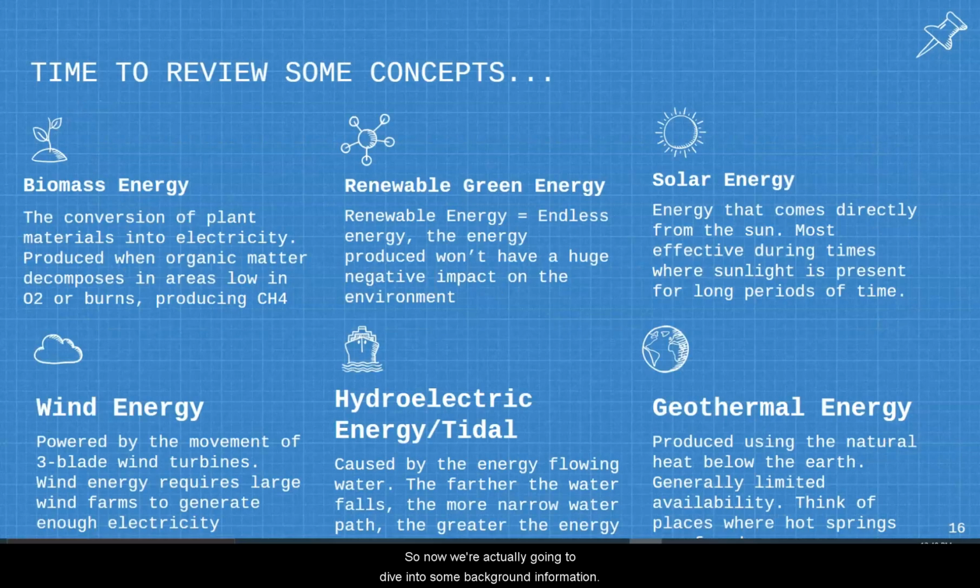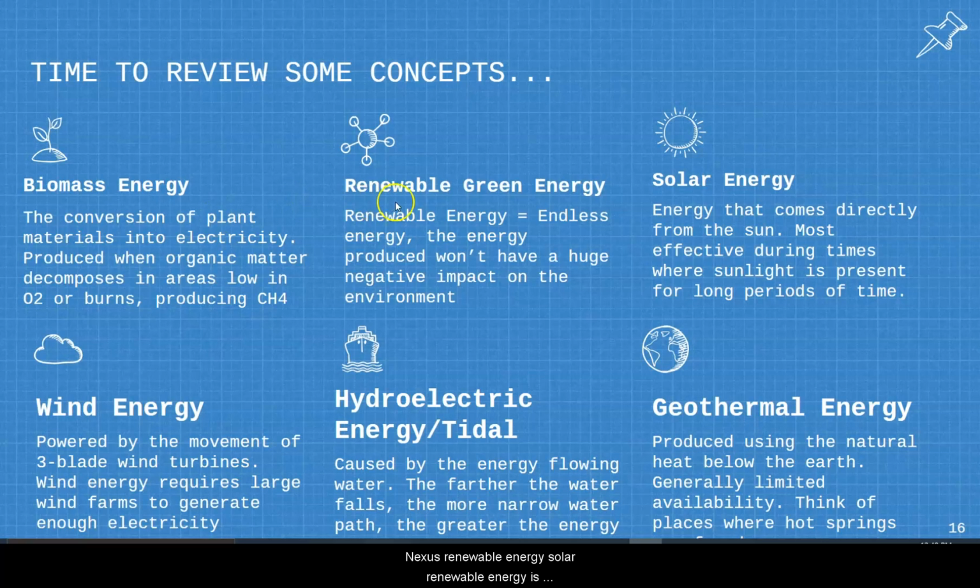So now we're actually going to dive into some background information. We're going to talk about biomass energy, renewable green energy, solar energy, wind energy, hydroelectric energy, and tidal energy, and lastly, geothermal energy. Biomass energy is the conversion of plant materials into electricity. It is produced when organic matter decomposes in areas low in oxygen, so that's where the O2 stands for, or it burns, thus producing methane or CH4.